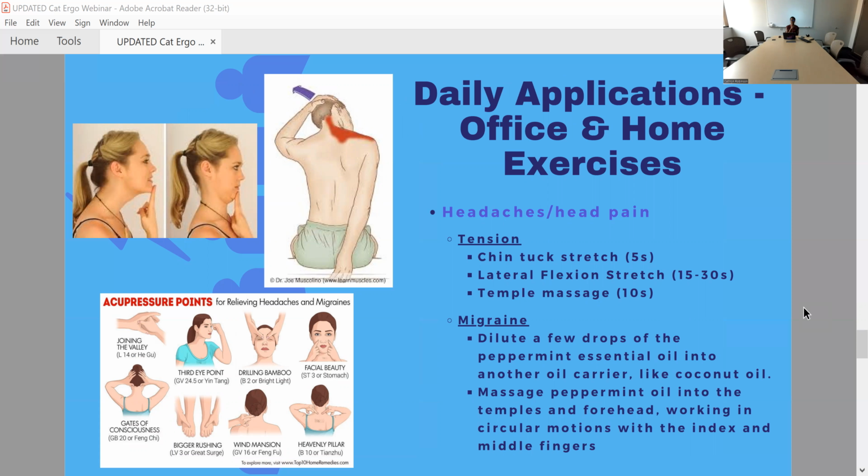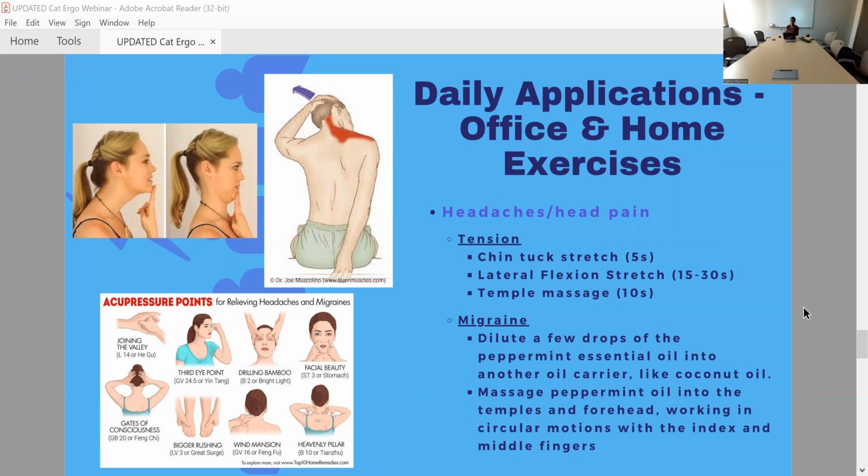So if you touch your chin and press it in for 5 seconds here, and then extend it out for 5 seconds. And again, you'll see here. You can repeat these 4 times during the day.